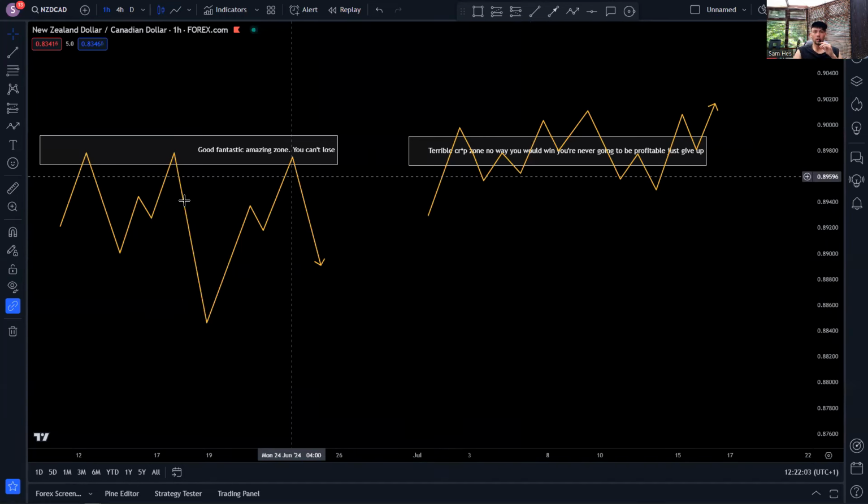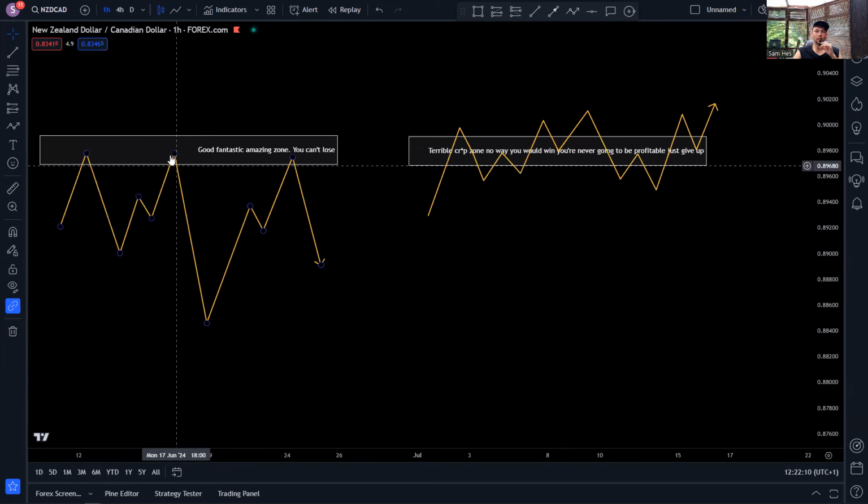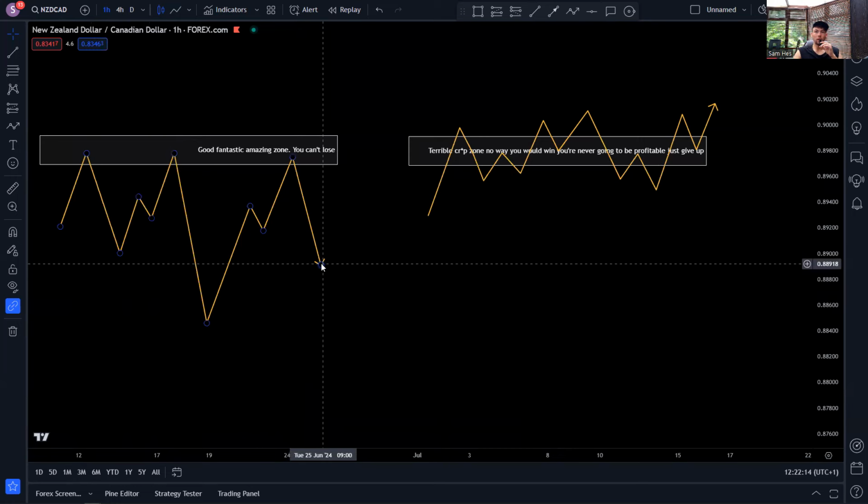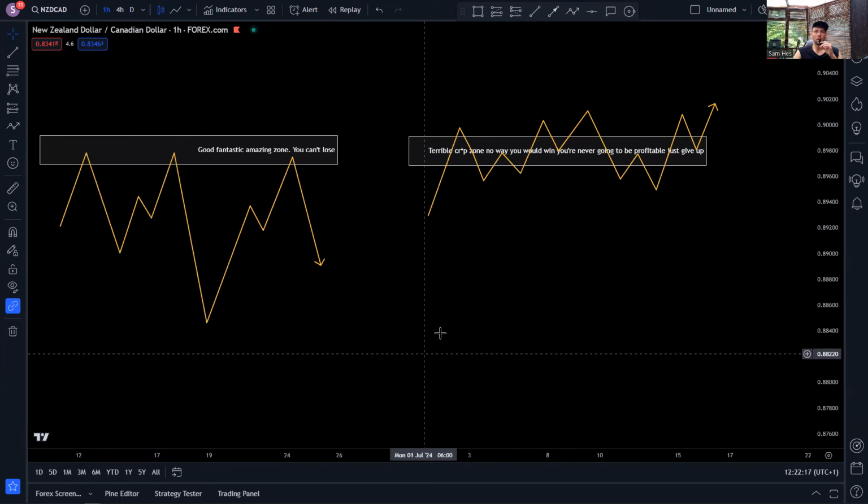So essentially, this zone on the left is a good zone because each time price got to this area, it has clearly spiked and reacted. It's so obvious, right? Three times price has got here and it's flown off. I've drawn this myself just to make it so simple for you to see.